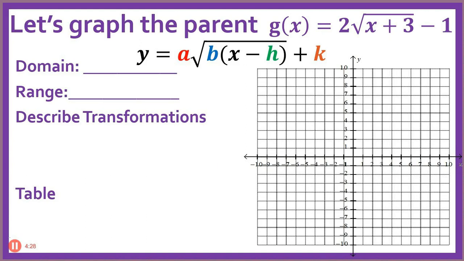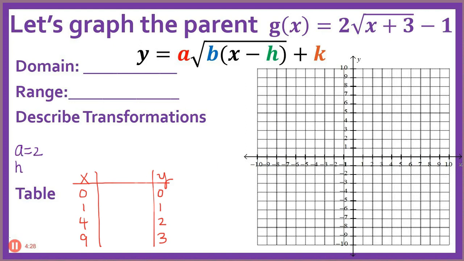So let's begin with our parent. From the previous example, we derived the table for the parent. So these are the points that we're going to transform. When we look at this equation, a is equal to 2. H is equal to the opposite, so negative 3. And k equals negative 1.